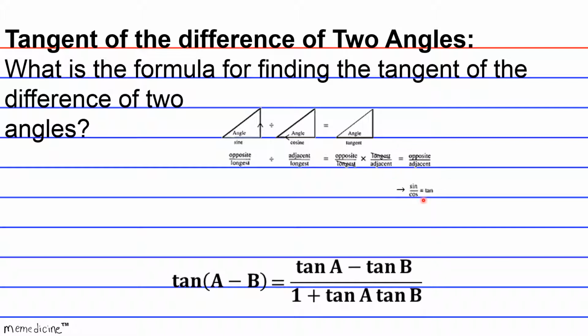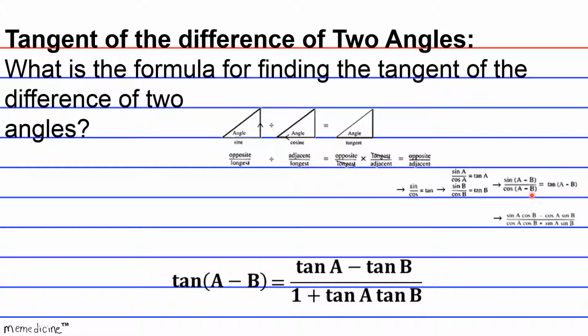Alrighty then. So then it would make sense that the tangent of A is equivalent to the sine of A divided by the cosine of A, and likewise the tangent of B is equivalent to the sine of B over the cosine of B. Thus, this leads to the sine of A minus B divided by the cosine of A minus B is equivalent to the tangent of A minus B. Okay, see the flow of logic? It's kind of like working backwards.